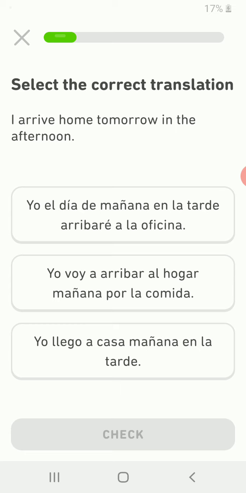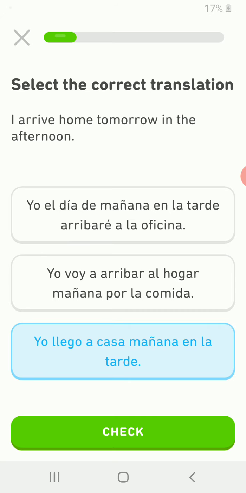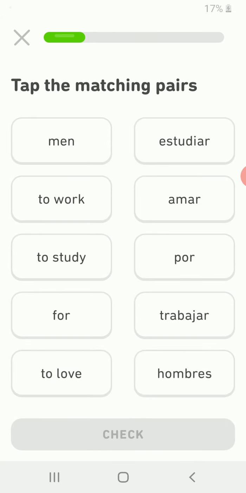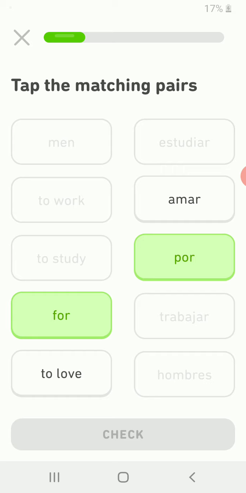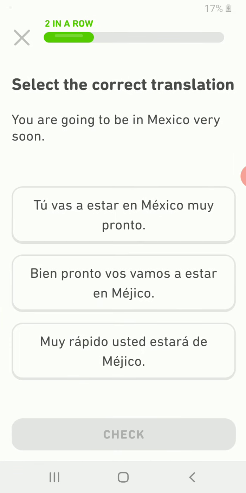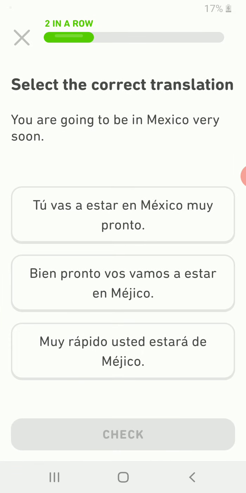So no. This is not what we want. Yo llego a casa mañana en la tarde. I arrive home tomorrow in the afternoon. Yo llego a casa mañana en la tarde. This is what it is. A man, hombres, to work, trabajar. Estudiar, por. Amar. Amar is to love. This is the infinitive form of the verb to love in Spanish. Amar, to love. Select the correct translation.